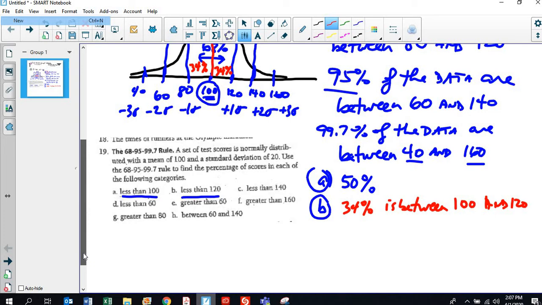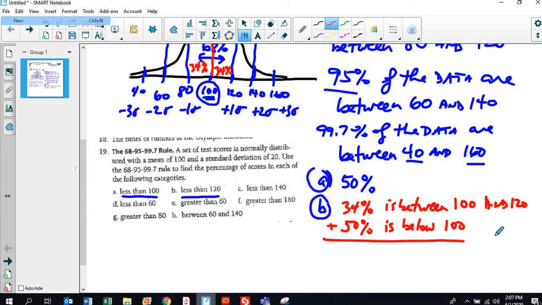Then we just stated that 50% is below 100. So if you want below 120, then you take all of it that's below 100, and then you add the stuff between 100 and 120, and so you get 84% of the data is below 120. And again, these are approximations.